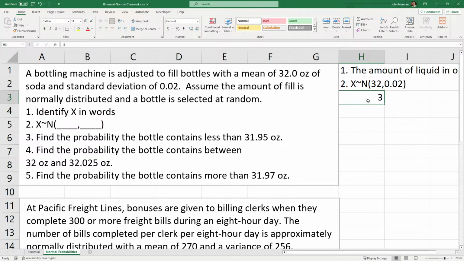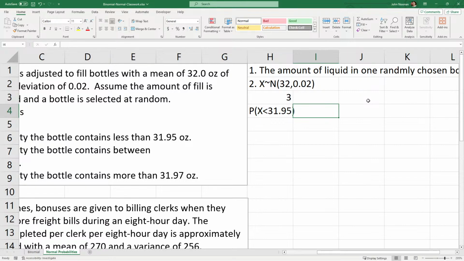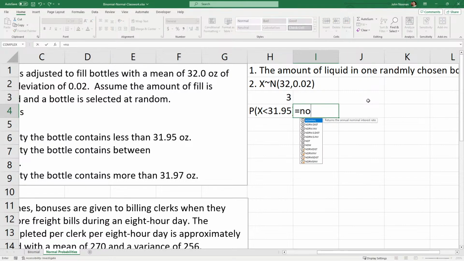So I want to do number 3. What is the probability that X is less than 31.95? That's what I'm computing. And the way you compute this is by doing equals norm.dist. I know it feels really similar to what we did just a minute ago with the binom.dist. Norm.dist. And then it says, let's see, I can't see because my eyes are not as good as yours. So let me zoom in.